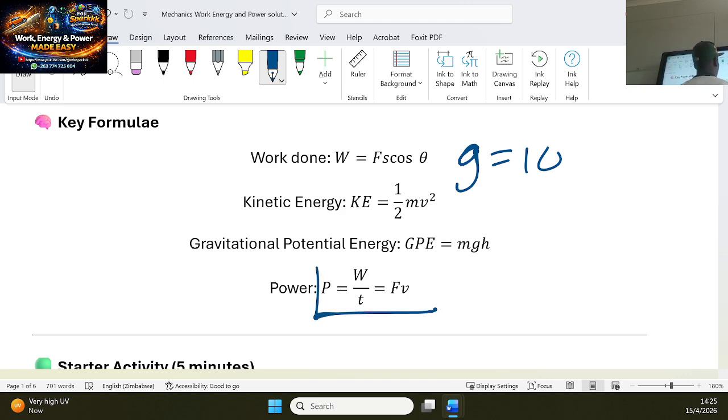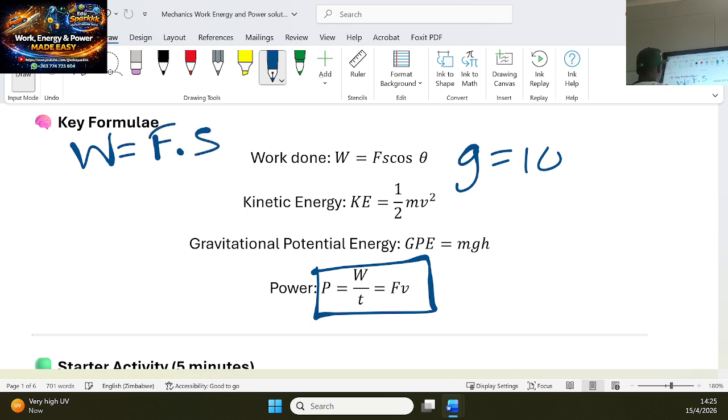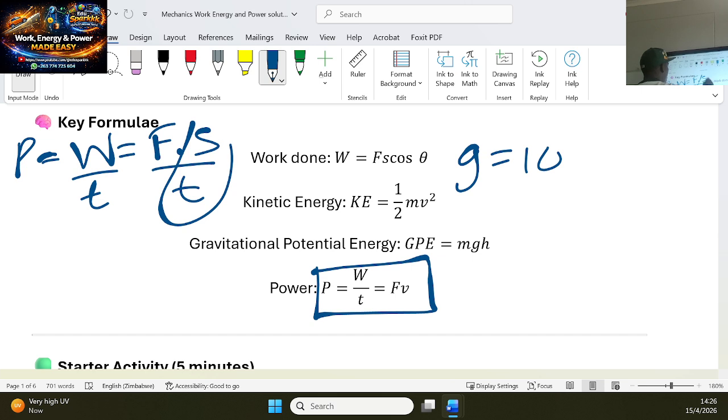Let's have a look at this part where we are saying power is force times velocity. Where does that come from? We said work is force times displacement. But now, when we bring in power, we are dividing this by t. So focusing on this part here, it's just the same as F times velocity, because velocity is displacement over time. So power is the same as force times velocity.